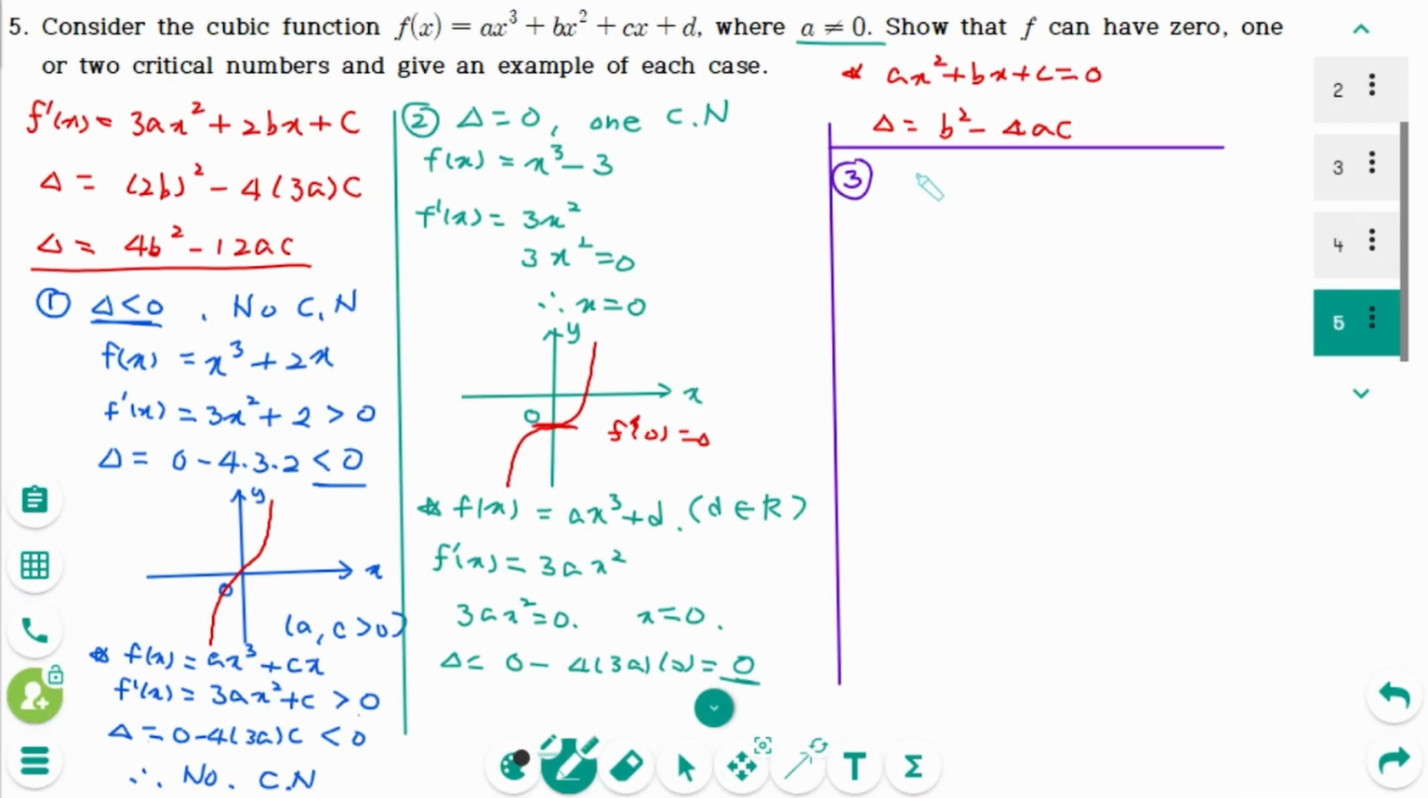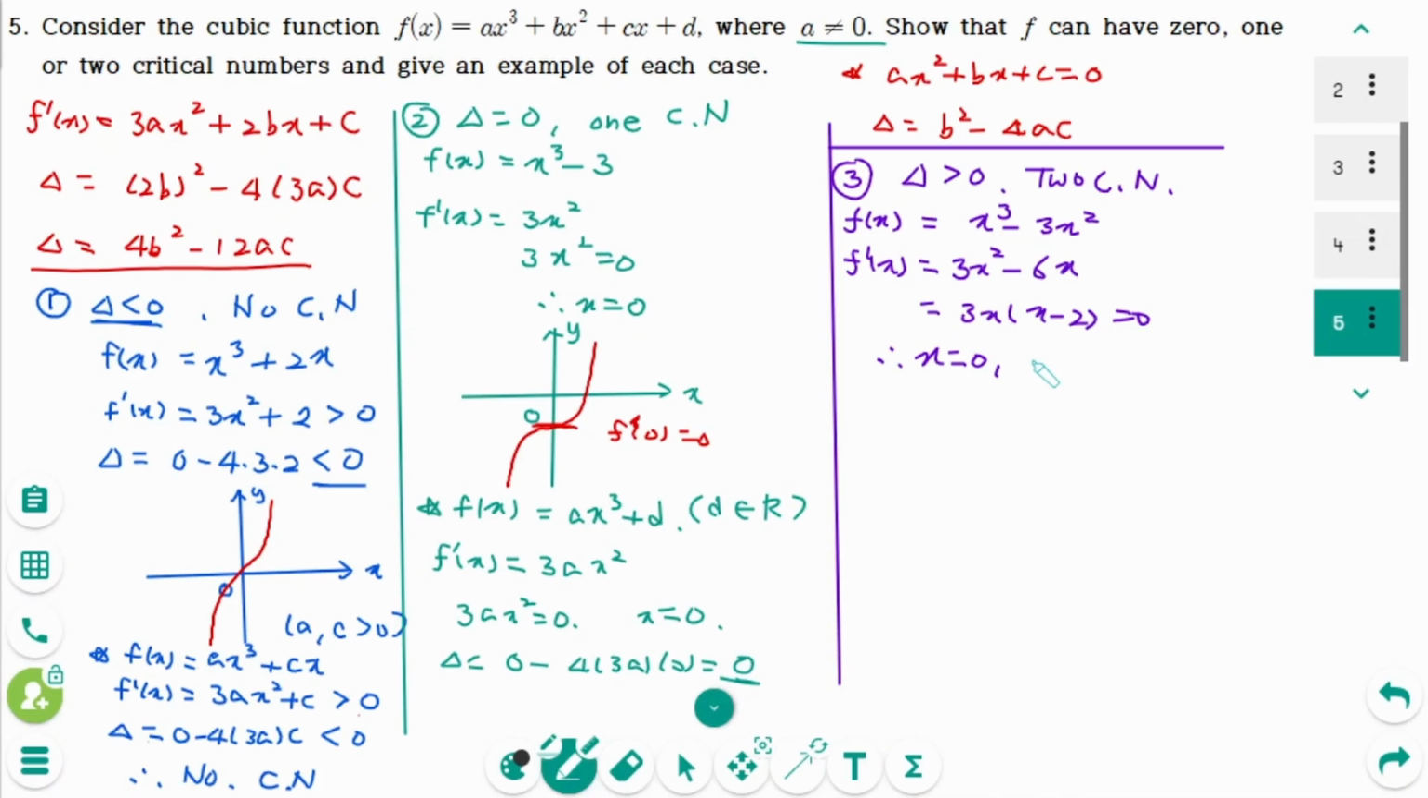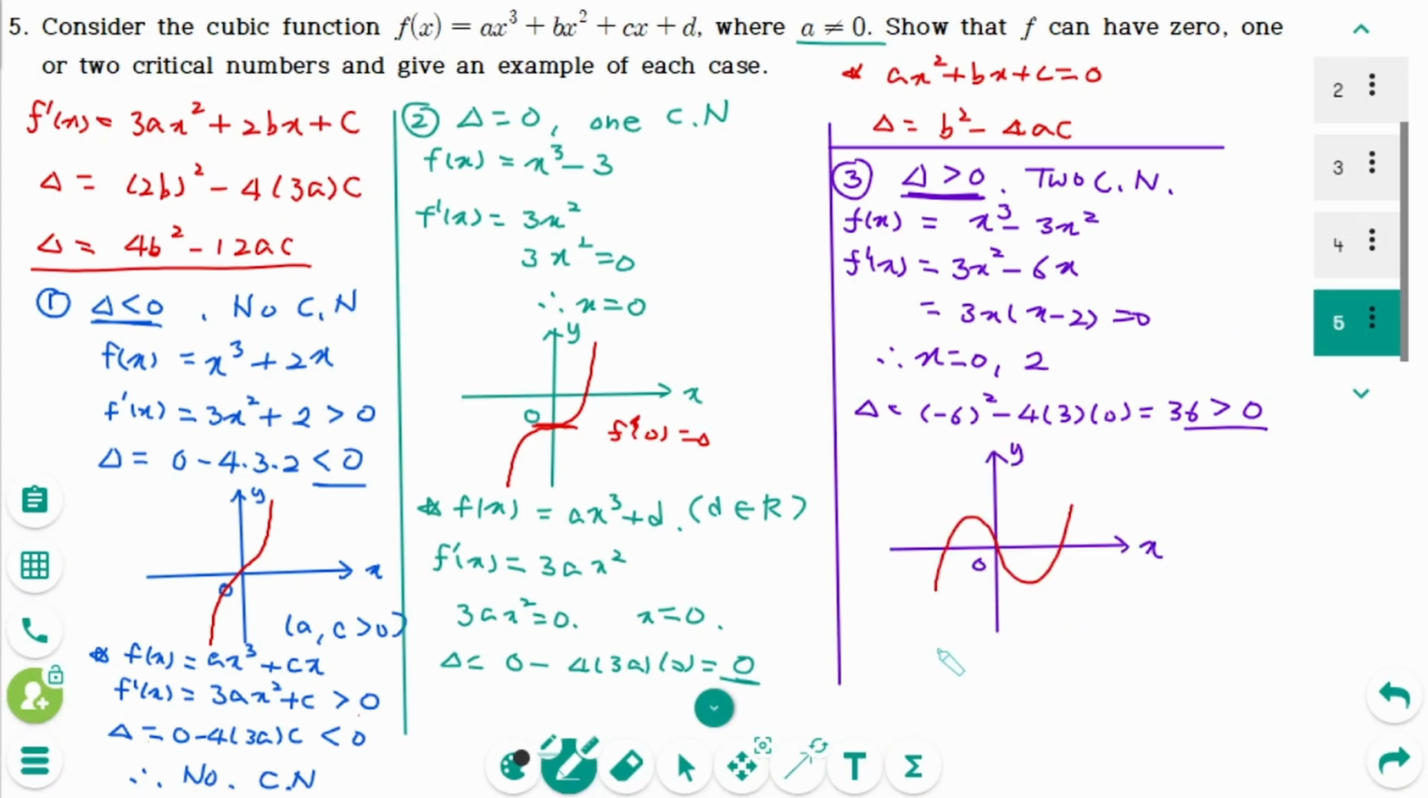Case 3, the discriminant is greater than 0. There are two critical numbers. If f of x equals x cubed minus 3x squared, then f prime of x equals 3x squared minus 6x. We can factor 3x times x minus 2 equals 0. Then x equals 0 and 2. The discriminant is minus 6 squared minus 4 times 3 times 0, which is 36, which is always positive. The graph is like this.